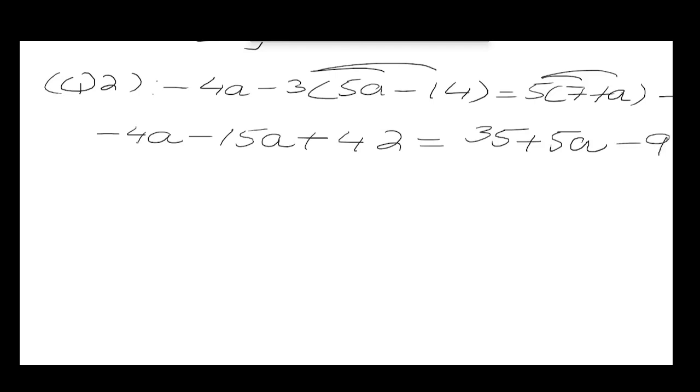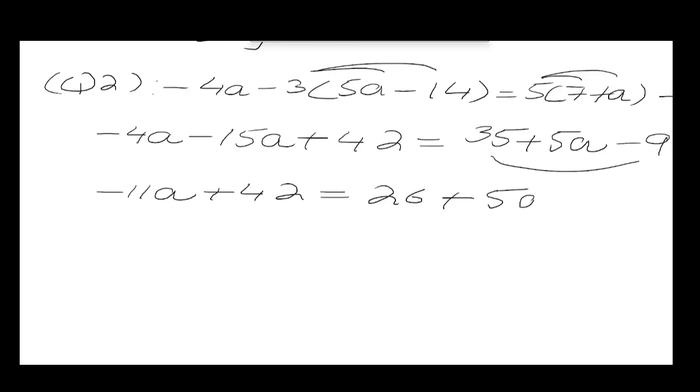So now we are in the same position that we were in the first question. We need to put the numerals aside and the variables aside. Here we have negative 4a being subtracted from 15a. So that results in negative 11a. Then we will write positive 42 as it is, and it will be equal to what? Here we have 35. It will be subtracted with 9. So that results in 26 being added with 5a.